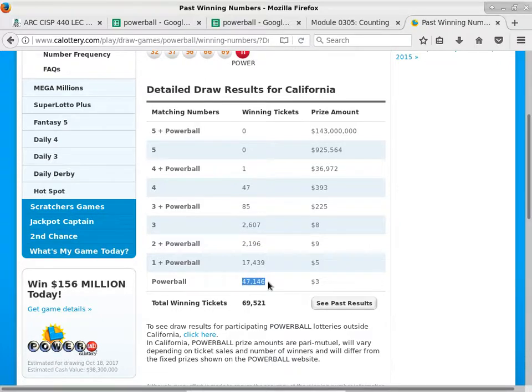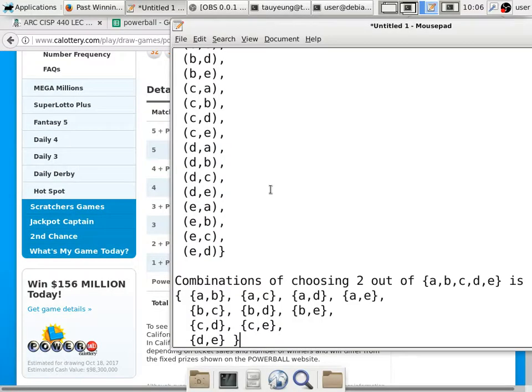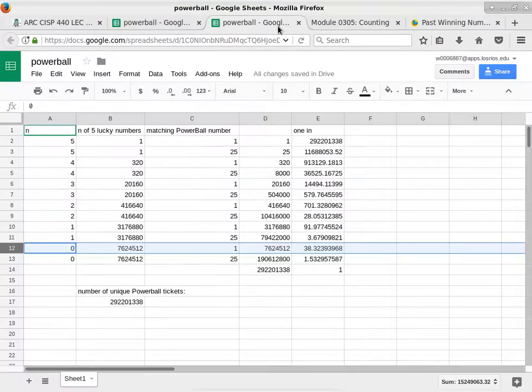Yep, go ahead. This is just for California though, right? This is just for California, and only for that particular date. So for the US it's a lot bigger. Probably. So I'm going to copy this number and we'll paste it into the spreadsheet.